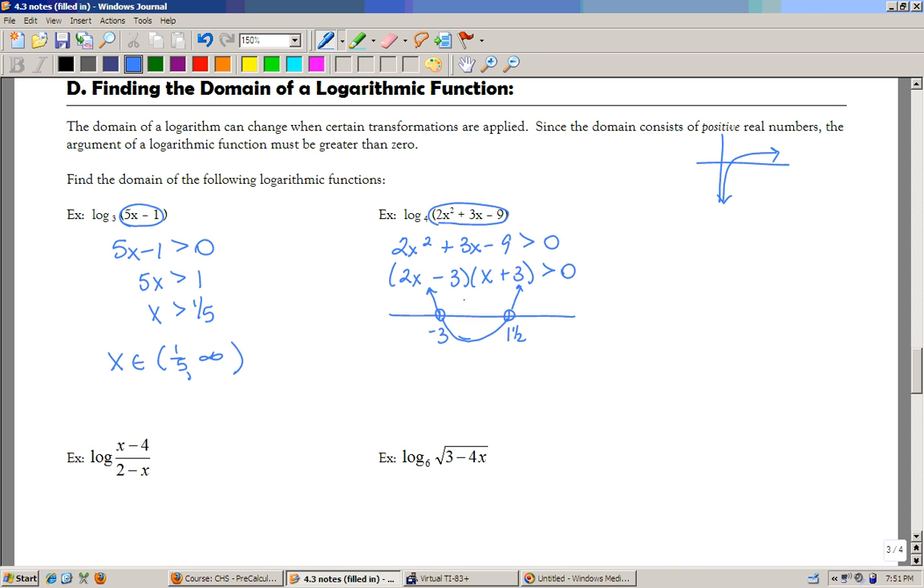The quadratic goes through those two points, opening up. So the places where this is greater than 0 are over here to the left of negative 3 and to the right of 1.5. So the domain would be all of the x values going from negative infinity all the way to negative 3, not including it, and then also from 1.5 all the way to infinity.